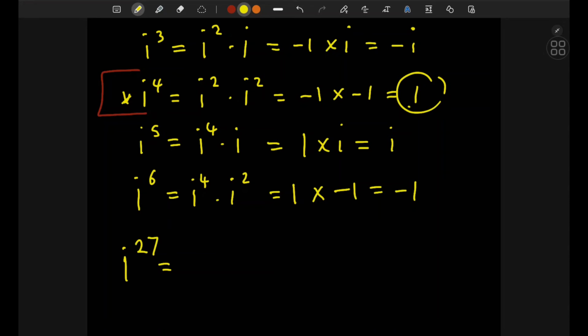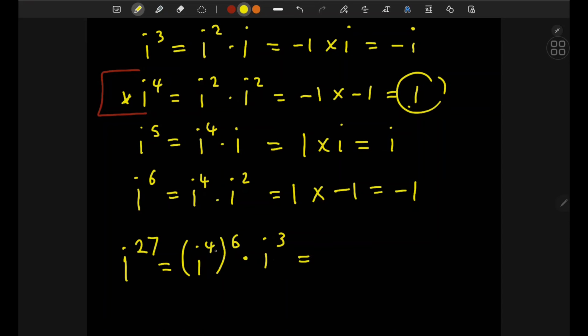So solving it together, we can split 27. First we'll take i raised to 4. Then we have a number that we can multiply with 4 to take us closer to 27, and that is, let's say we take 6. So 4 times 6 is 24, so that means we're having i raised to 24 here. So we can multiply it with the remainder, that is i raised to 3. Because if we were to combine these now, 4 times 6 is 24, and 24 plus 3 is 27, so we are going back to the origin.